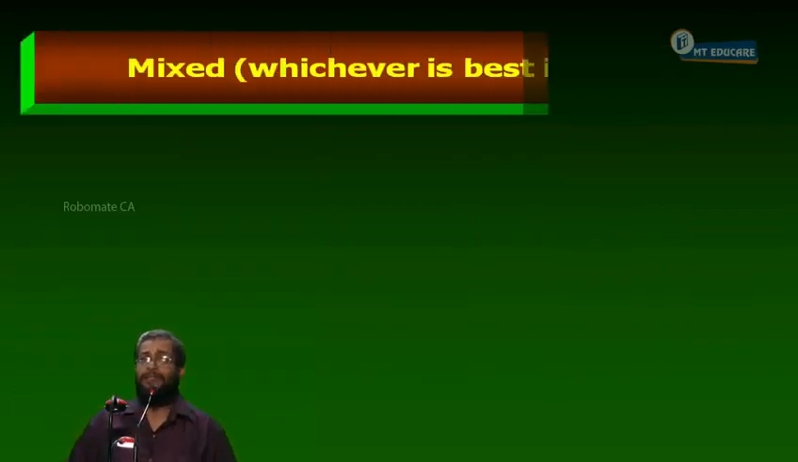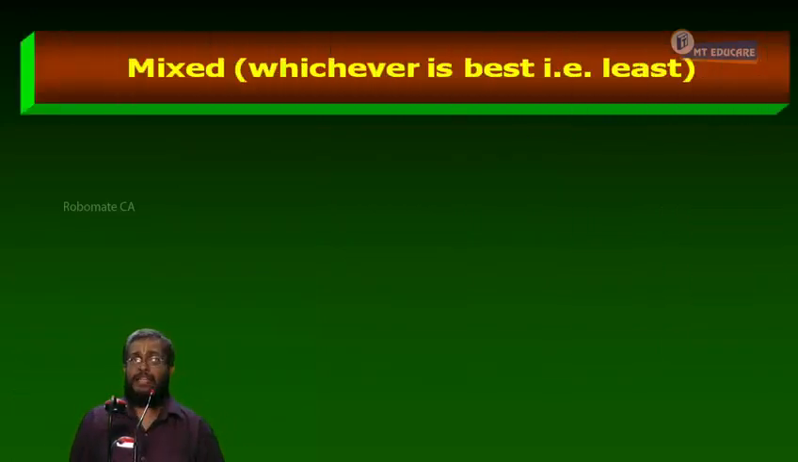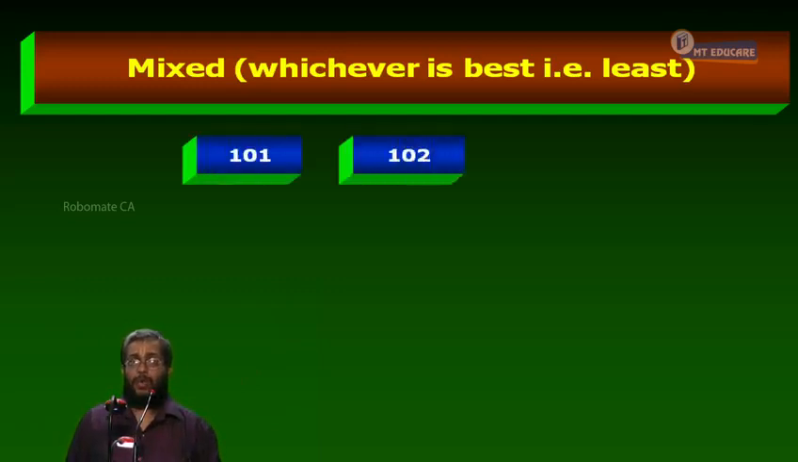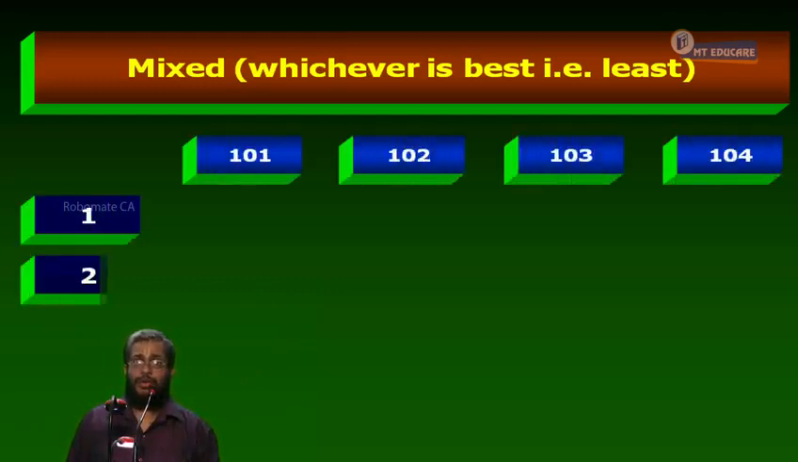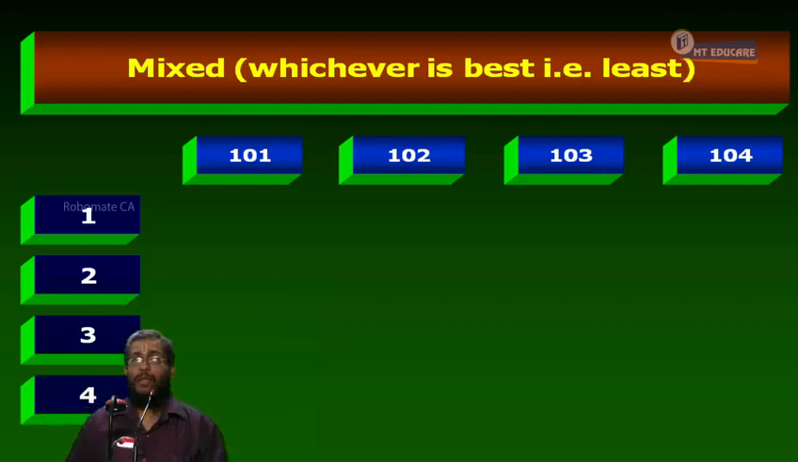Mixed matrix, whichever is least. You tell me, and then write this slide alone; the remaining we will do together. Okay, tell them. First of all, 101, 2, 3, and 4.